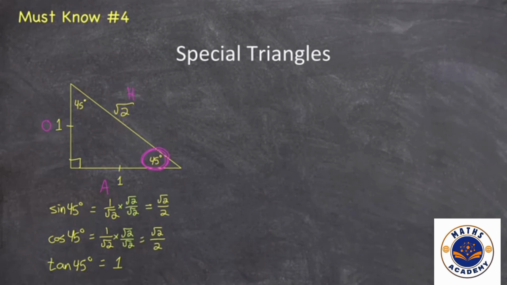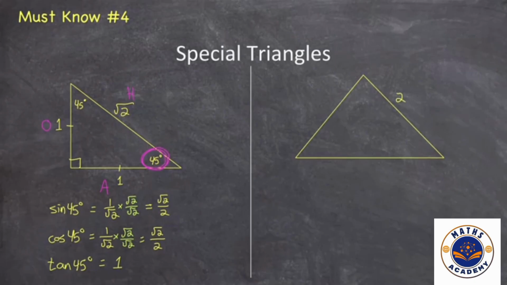The other special triangle is a half equilateral triangle. If this equilateral triangle started off with all side lengths being 2, and of course all the angles being equal, so they would all be 60.